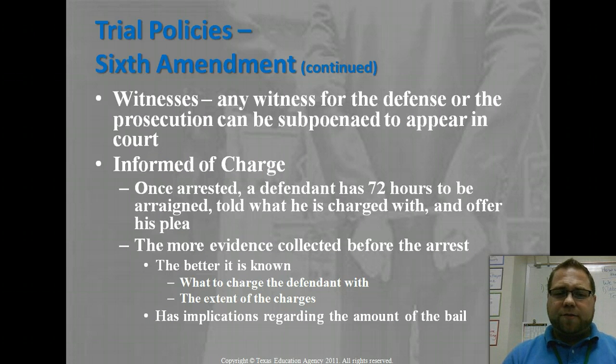Witnesses, any witness for the defense or the prosecution can be subpoenaed to appear in court, okay, where you are delivered a subpoena that says you must testify in a particular case. Informed of charge. Once you are arrested, you have 3 days, 72 hours to be arraigned, which means that you are told what you are charged with, okay, and where you can offer your plea. This is something that is required.